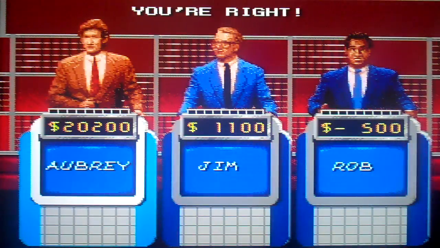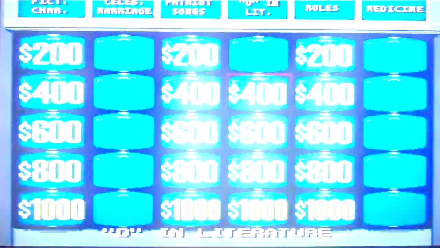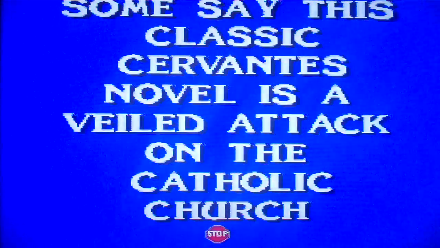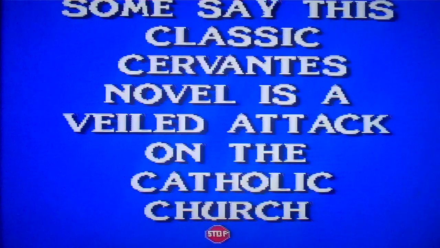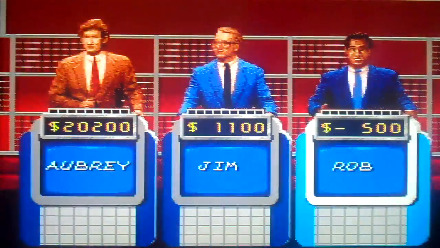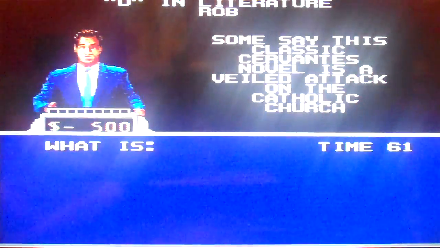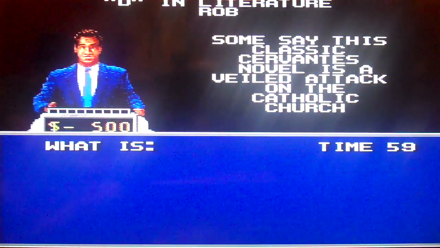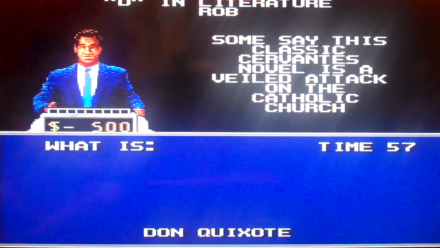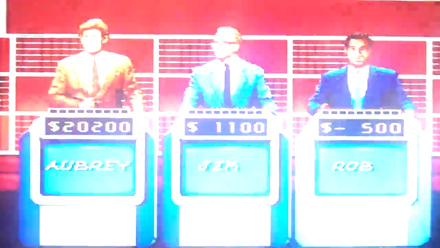Dean Literature for 400. The answer is: Some say this classic Cervantes novel is a veiled attack on the Catholic Church. Not sure. It's Don Quixote. Don Quixote.